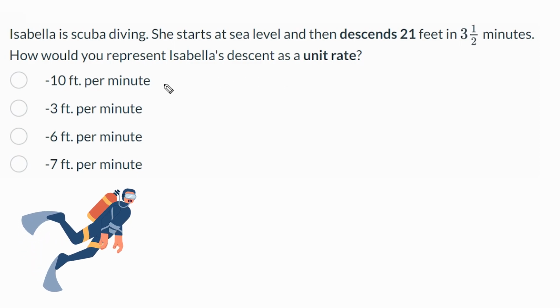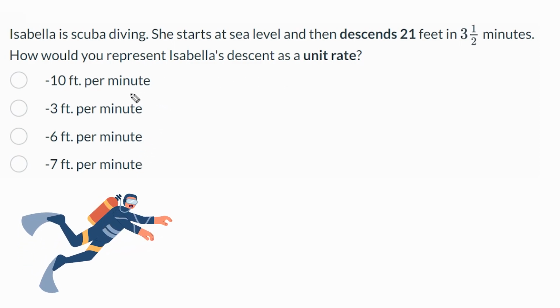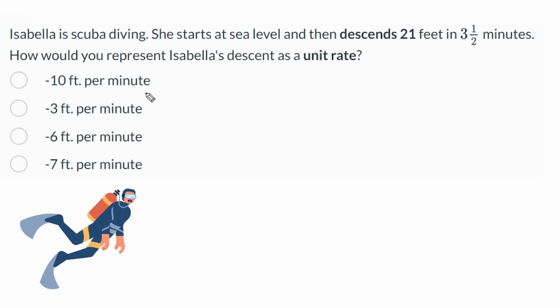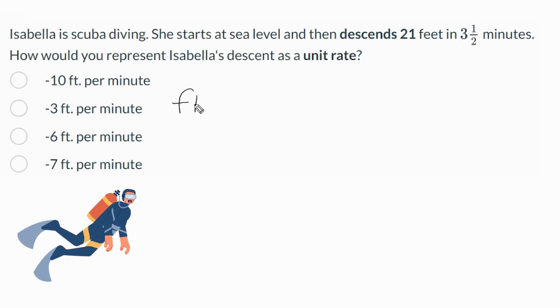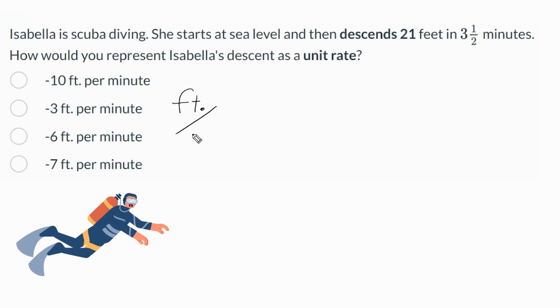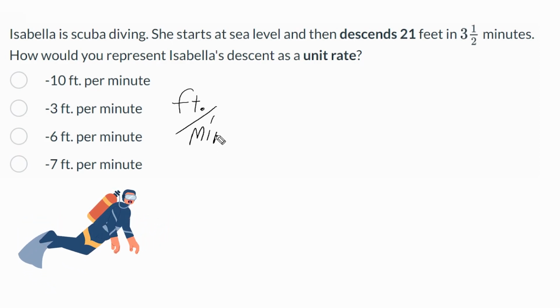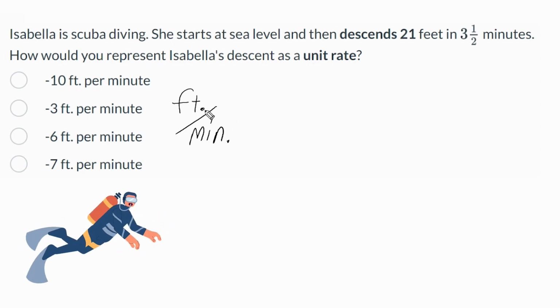Now, one thing we should notice about all of our answers here is they are expressed in feet per minute. Now, that is important because if we write that as a ratio like this, feet over minutes, that actually tells us what we are supposed to do to find our unit rate. We have to take the total number of feet and divide by the number of minutes.